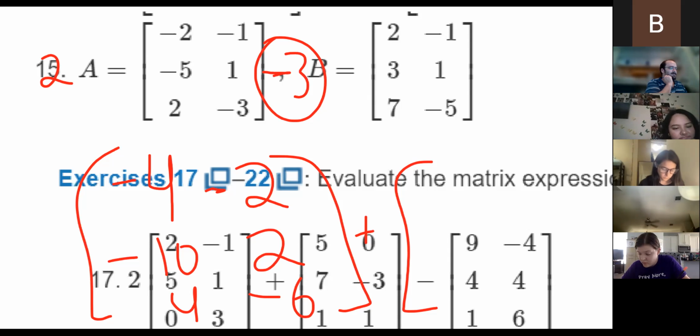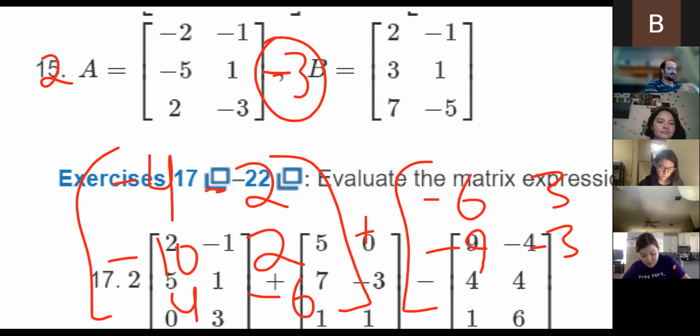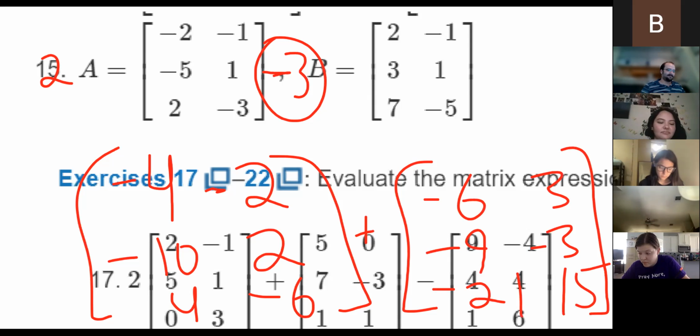So where am I at? Minus 6, positive 3, it's minus 9, minus 3, minus what, 21 and positive 15? No, that doesn't work. Okay. We don't have 15 there. The last entry should be 15, right? Minus 3 times the minus 5.